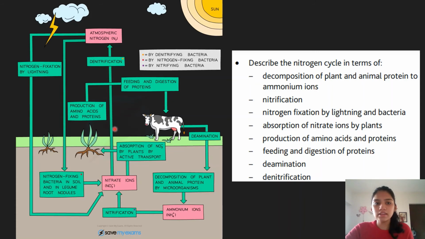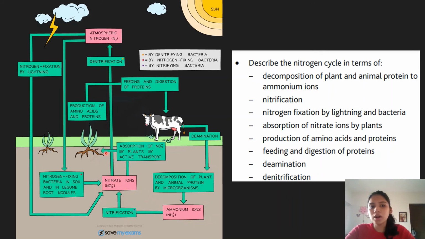Okay. So now these plants are fed on by animals. Animals digest the plants, and basically deamination happens. Now what is deamination? Deamination is the removal of a nitrogen containing component of an amino acid. So the nitrogen part of the amino acid is removed. Okay, and ammonium ions are formed. That's always the product of deamination. Ammonium ions are formed. These ammonium ions are converted to nitrate ions by nitrification.